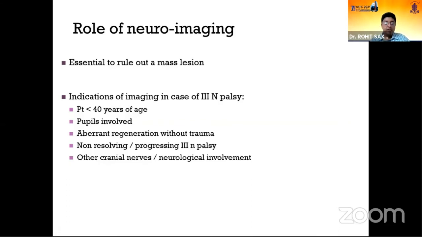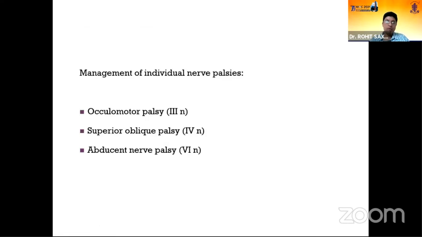Neuroimaging is required in an early paretic squint or a paretic squint which is in the young, pupillary involvement in a third nerve palsy, aberrant regeneration without trauma, non-resolving or progressive palsy, or if other neurological signs or things are involved.